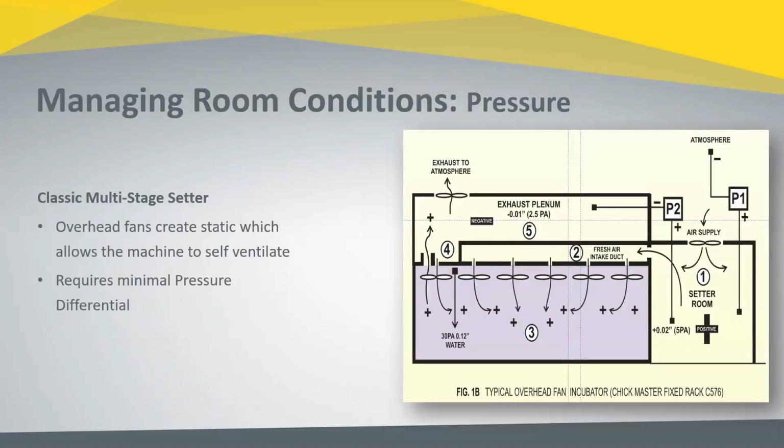So when we talk about a classic multi-stage setter, we recognize that the overhead fans internal to the machine create static pressure, which allows the machine to self-ventilate. And what do I mean by this? When we reference the figure, we recognize that figure 1 is a positive setter room. Figure 2 is the fresh air intake duct internal to the machine.